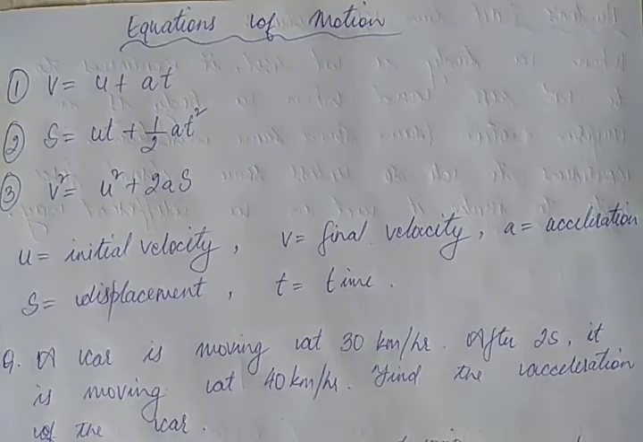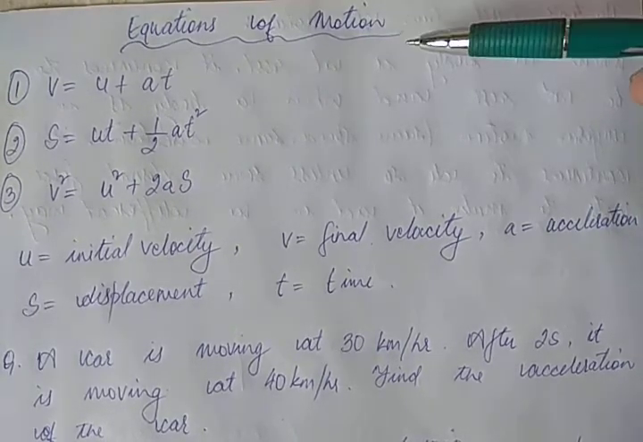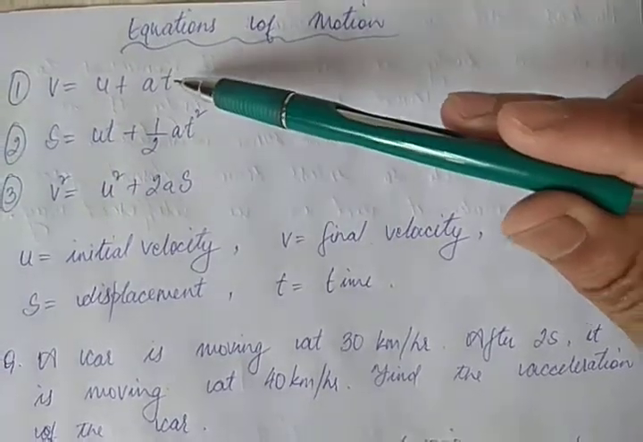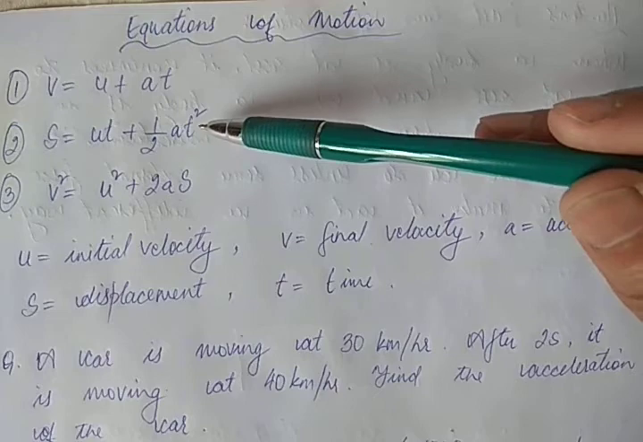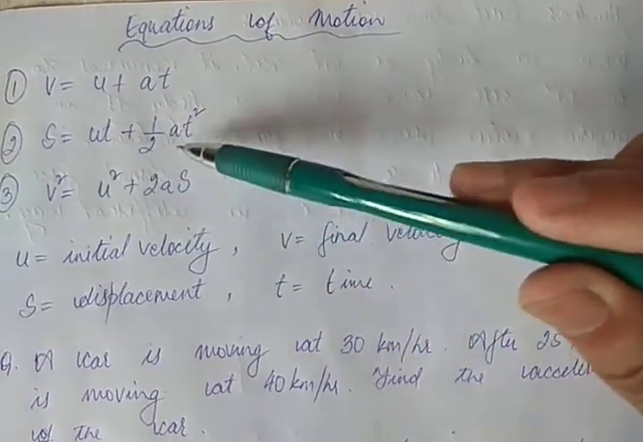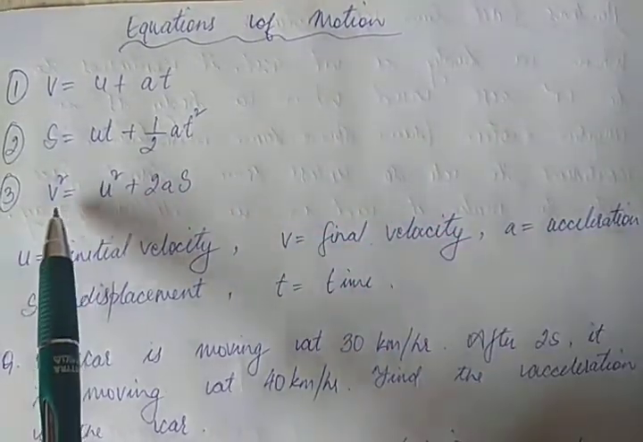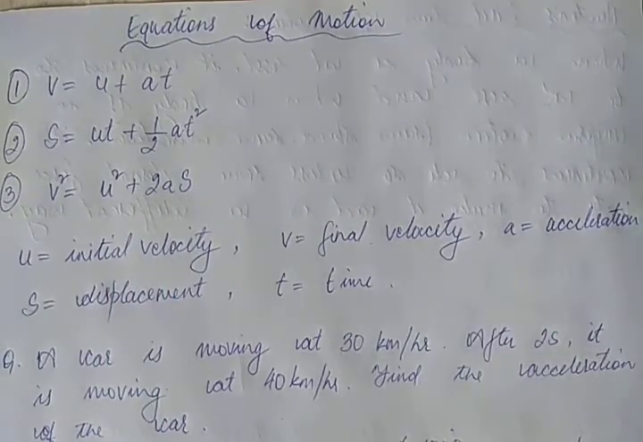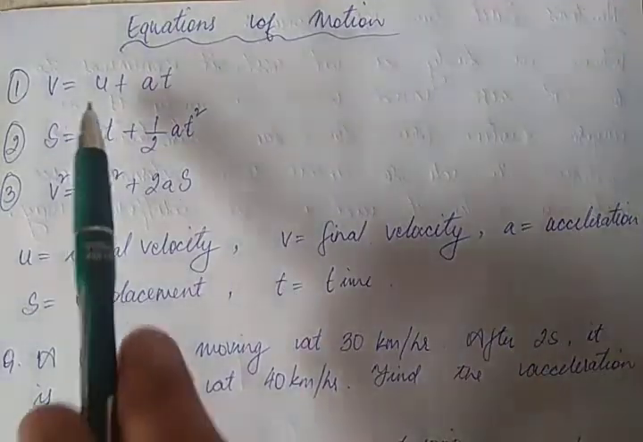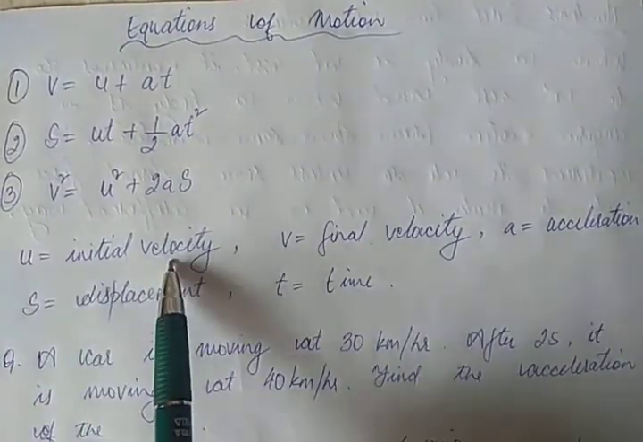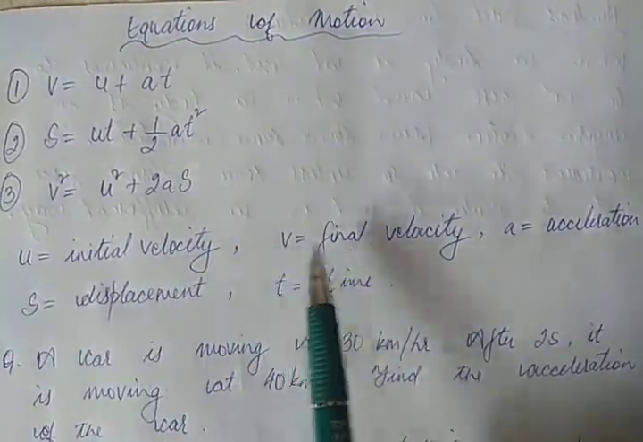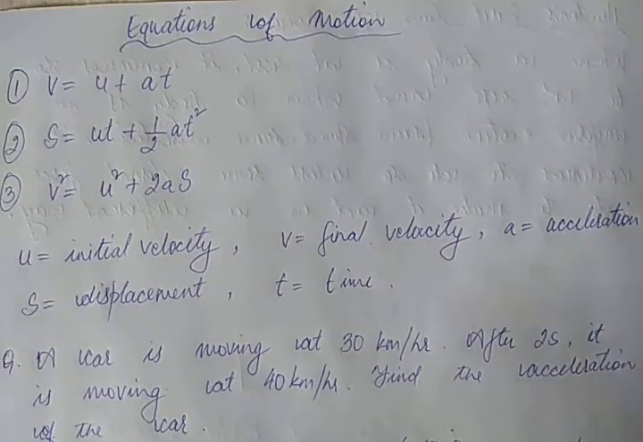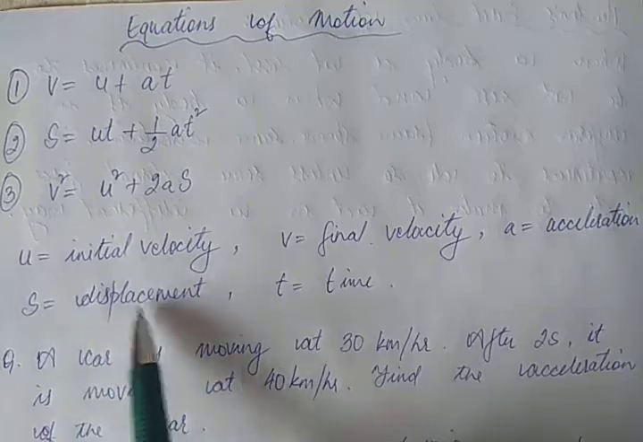This video is to learn about equations of motion. As you can see, there are three equations of motion. v = u + at, s = ut + ½at², and v² = u² + 2as. These are the three equations of motion, where u means the initial velocity of a body, v means the final velocity of the body, a is the acceleration of the body, capital S is the displacement of the body.